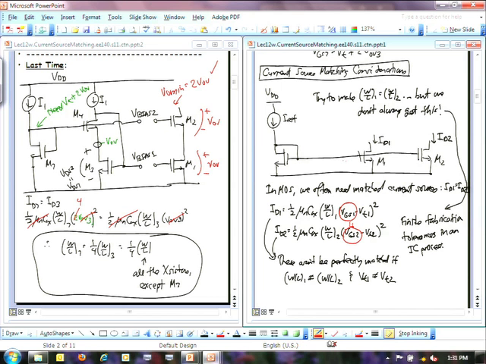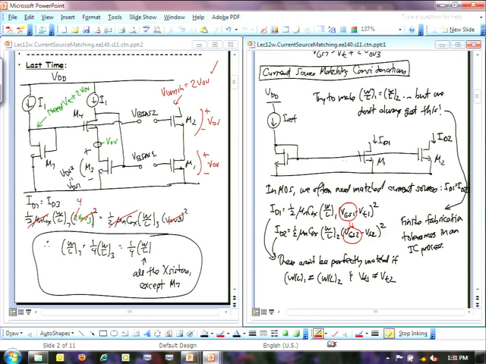I can define an average for my W over Ls: this will be 1/2 of W over L1 plus W over L2. And for my threshold voltage, something that's going to vary, that's going to be 1/2 of threshold voltage 1 plus threshold voltage 2. So that's my average quantity. I'm really just defining variables: the variable without the subscript is an average quantity. Then I'm also going to define a mismatch quantity.